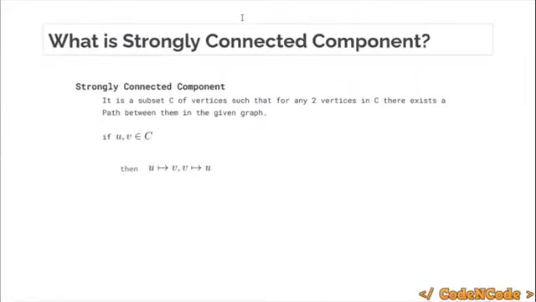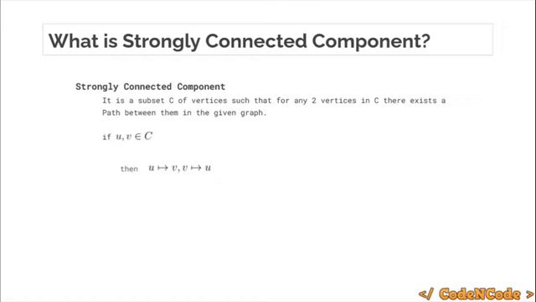You might already know, but for those who do not know, a strongly connected component is basically a subset C of vertex set. When you have a graph, you have a vertex set and an edge set, right? So a strongly connected component is a subset C of vertices such that for every 2 vertices in subset C there exists a path in the given graph. So if you choose 2 nodes from subset C like V and U, then there must exist a path from U to V as well as V to U, because we are here talking about directed graph.